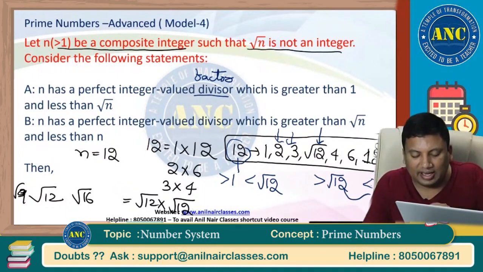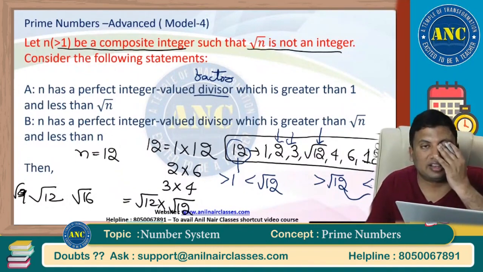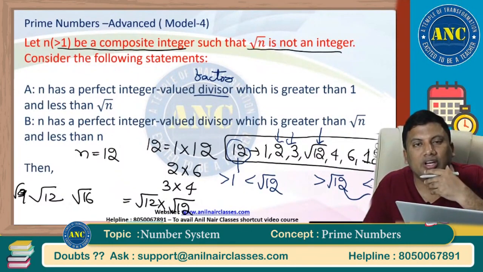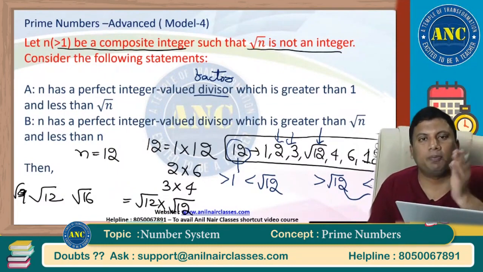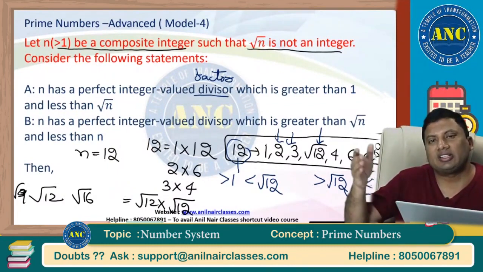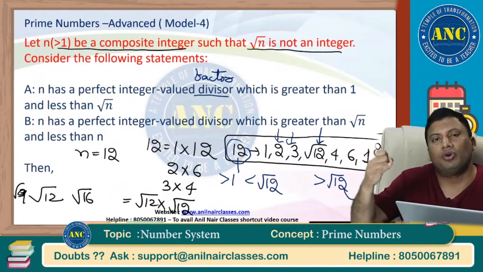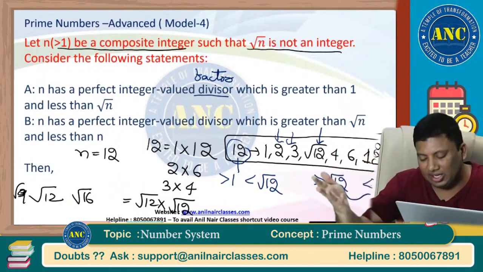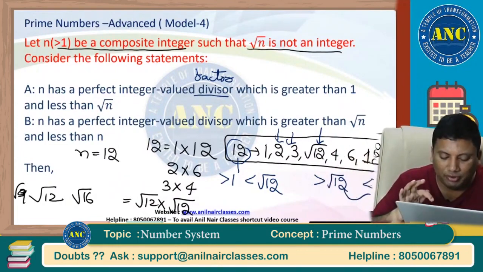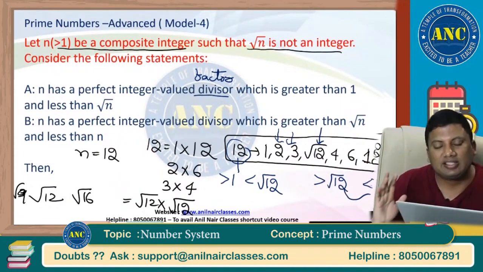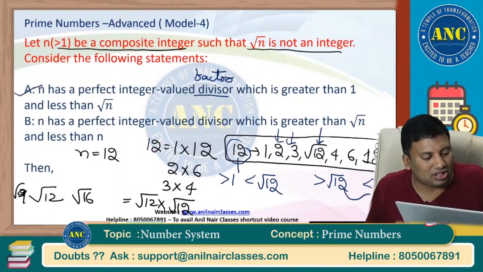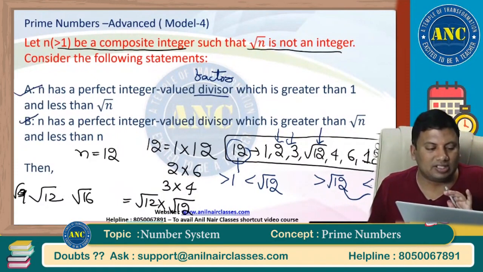Root 12 is nothing but 2 root 3, 2 into 1.7, which is about 3.4. What are all the integers greater than 3.4? 4, 5, 6, 7, 8, 9, 10, 11. In that, 4 is a factor of 12, 6 is a factor of 12. So both the statements are right. I hope it is clear.